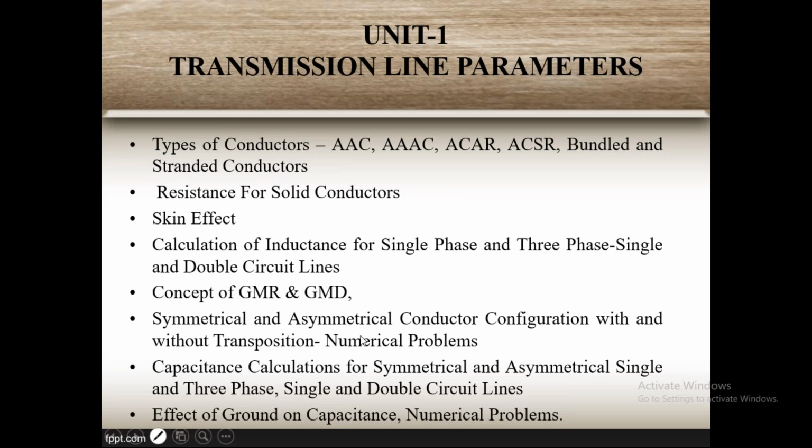Next is symmetrical and asymmetrical conductor configuration, with and without transposition, numerical problem. Symmetrical and asymmetrical means if the transmission lines are delivering the balanced load, then it is called symmetrical. Balanced loads in the sense there is no step up or step down deviation. Suppose the transmission line is sending 400 kilovolts, the same thing will be delivered to the load. That is called symmetrical. It means balanced, so the three phases should have a phase angle of 120 degrees. Then only it is called balanced. Asymmetrical means there is a phase deviation among the three phases, that is called an asymmetrical line.